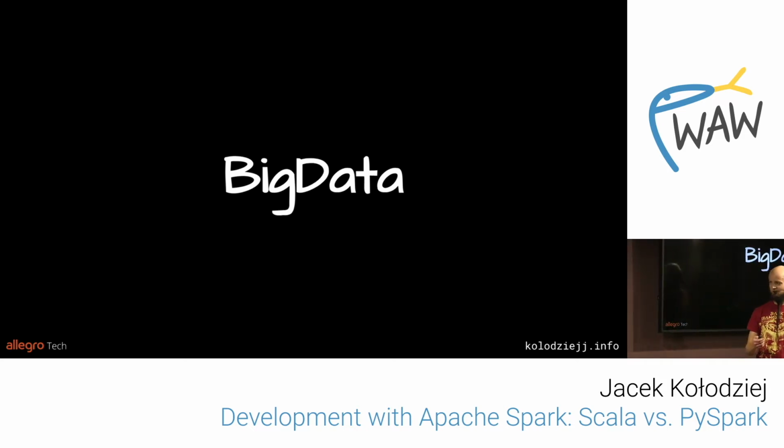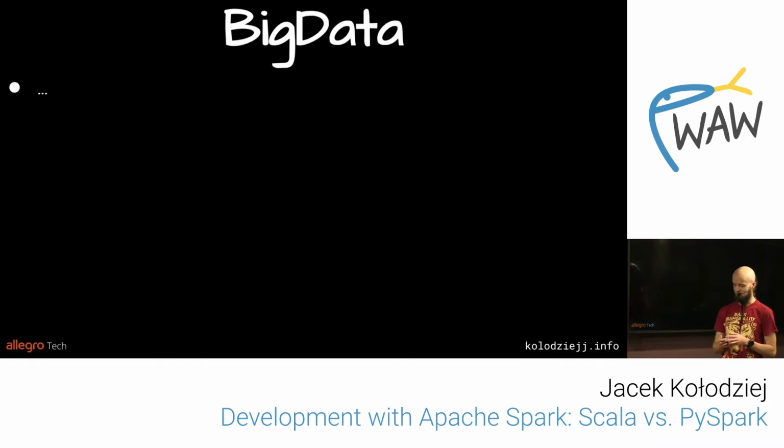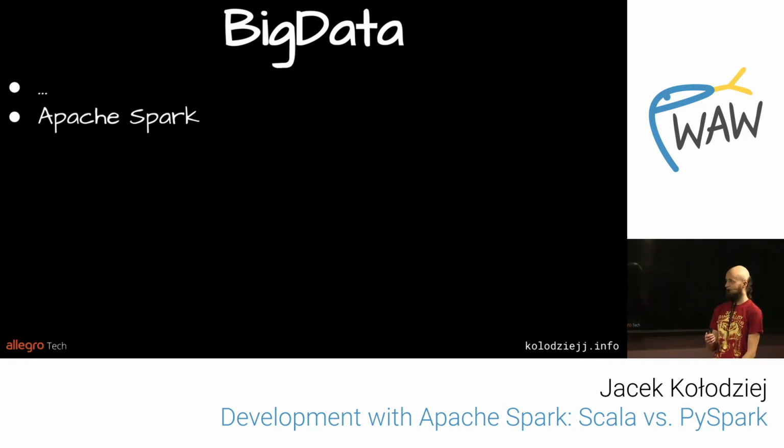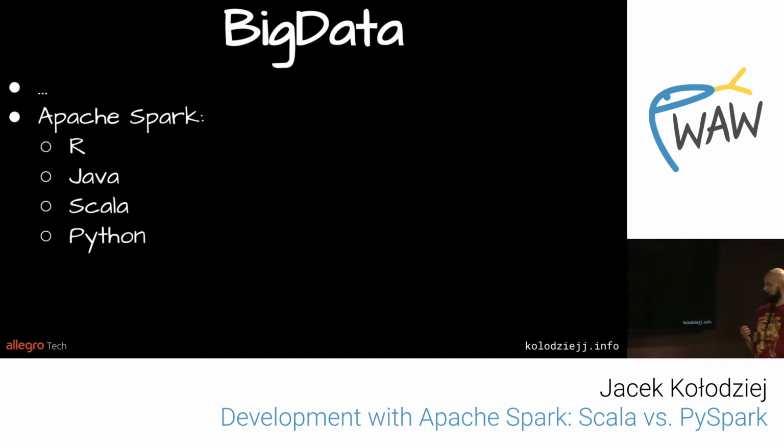There are many ways to actually do it, but at Allegro, among other tools, we use Apache Spark. We're a heavy user of Apache Spark, and we can program Apache Spark jobs in multiple languages. We can use R, we can use Java, but most importantly, we can use Scala or Python.